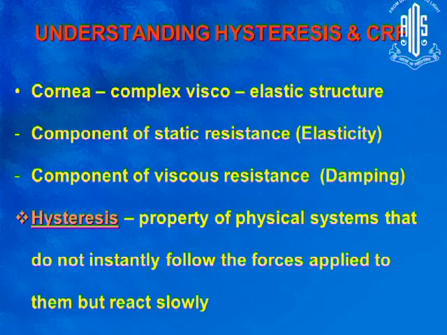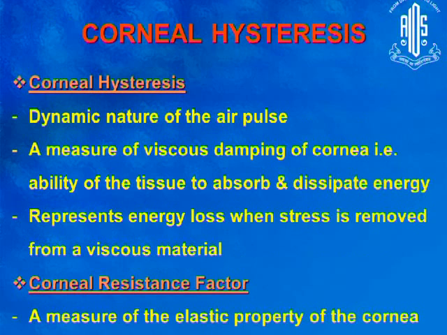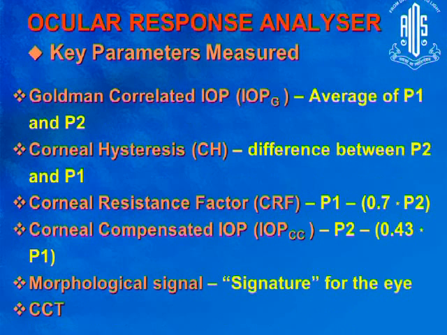Hysteresis is the property of physical systems that do not instantly follow the forces applied to them but react slowly. So the corneal hysteresis is obtained due to the dynamic nature of the air pulse, and it represents the energy loss when stress is removed from a viscous material. And what is the corneal resistance factor? It is a measure of the elastic property of the cornea.